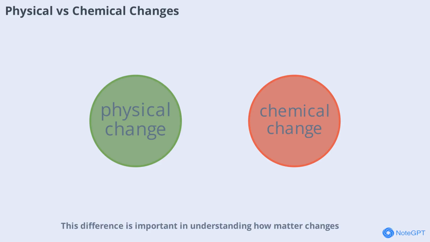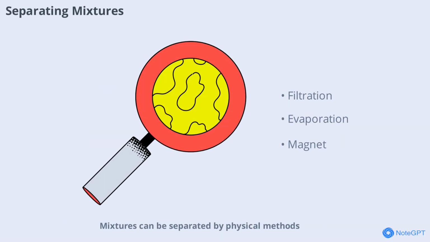This difference is important in understanding how matter changes. Mixtures can be separated by physical methods because their components are not chemically combined. Common methods include filtration, evaporation, and using a magnet. For example, you can separate sand from water by filtration or iron filings from sand with a magnet. These methods are useful in everyday life and in science labs.